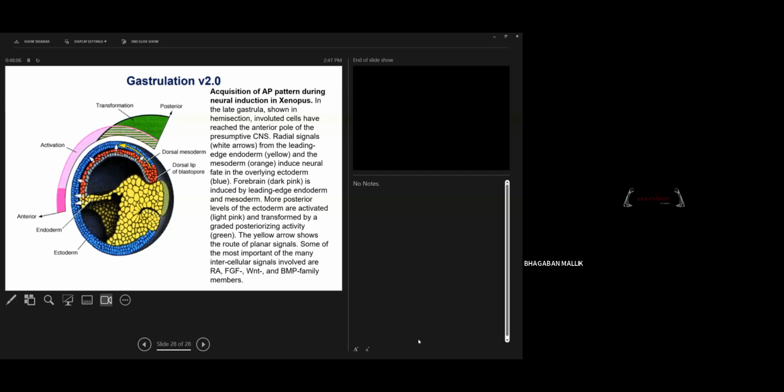So by the action of these two signals, you have the induction of the nervous tissue, either anterior axis or posterior axis. And when you have excess formation of nervous tissue, BMP always inhibits it, a kind of homeostasis. It inhibits the formation of excess nervous tissue, so that there is always a homeostasis or balance maintained in the system. So any questions? This is the end of the slide.